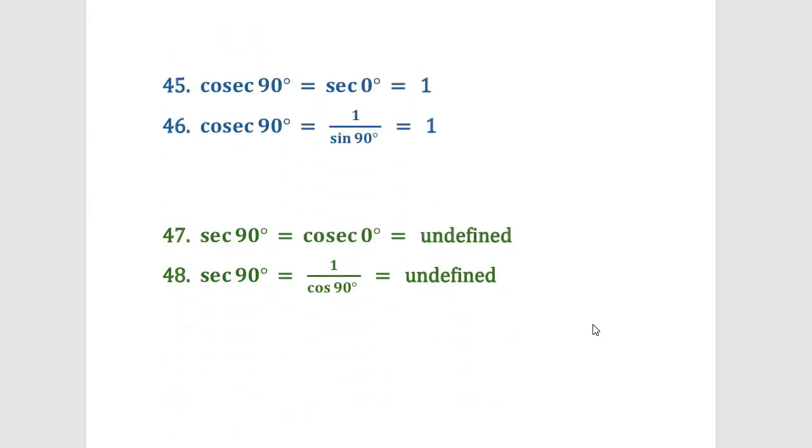Formula 45. Cosec 90 degree equals sec 0 degree equals 1. Formula 46. Cosec 90 degree equals 1 by sin 90 degree equals 1, since cosec and sin 90 degrees are reciprocal. Formula 47. Sec 90 degree equals cosec 0 degree equals undefined. Same way, this ratio has a 0 in the denominator, so it is undefined. And 48 formula is sec 90 degree equals 1 by cos 90 degree equals undefined, since sec 90 and cos 90 are reciprocal.